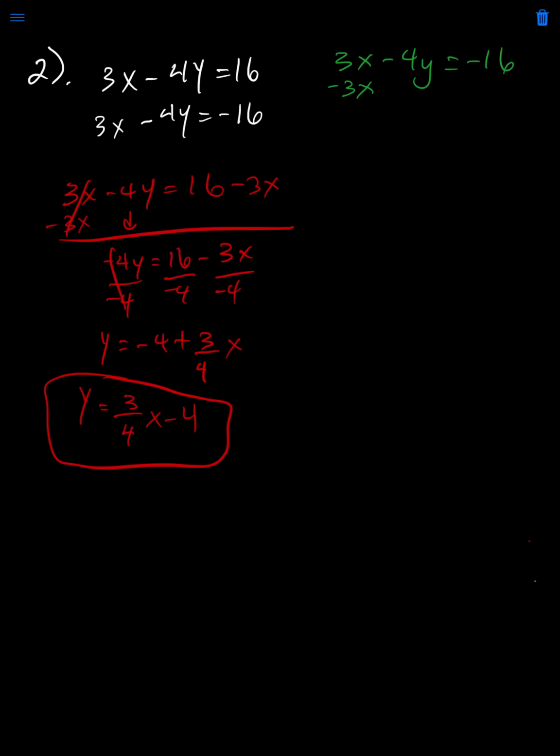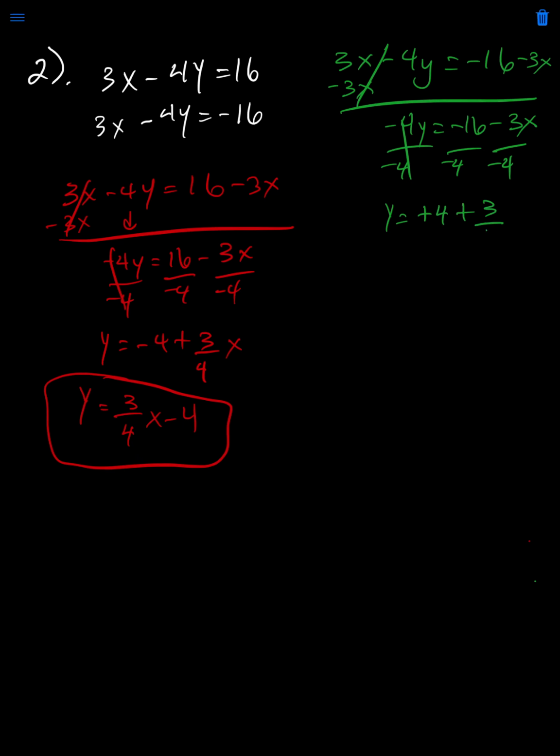Then I'm going to take my other one, 3x minus 4y equals negative 16. I'm going to subtract 3x on both sides. You're going to notice something very quickly if you have very good number sense. Negative 4y equals negative 16 minus 3x. Divide both sides by negative 4.